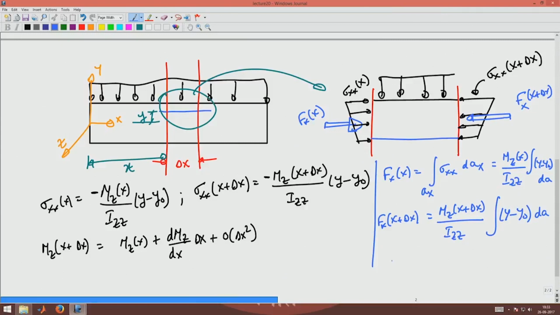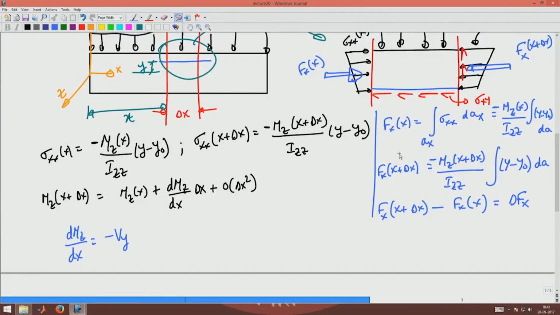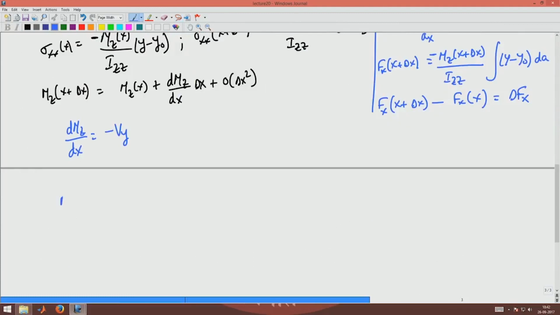What I am interested in is whether there is a difference between these two. So I want to find f of x at x plus delta x minus f of x at x. I left a negative sign at both these instances. So I am interested in finding this. Substituting for the bending moment, let us say this is delta f x. Now I am interested in finding delta f x.